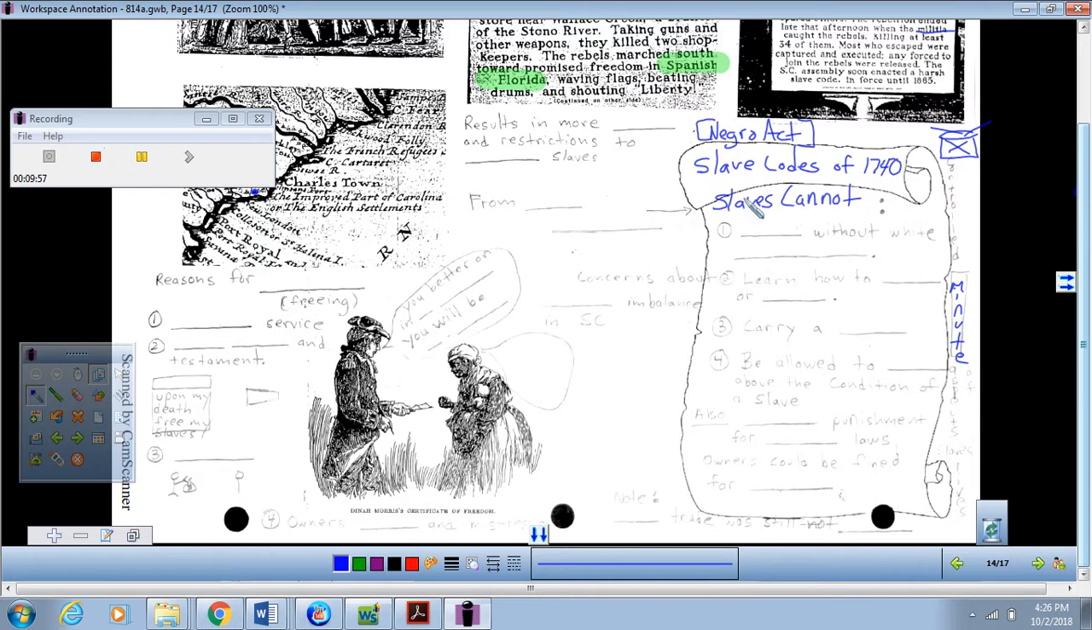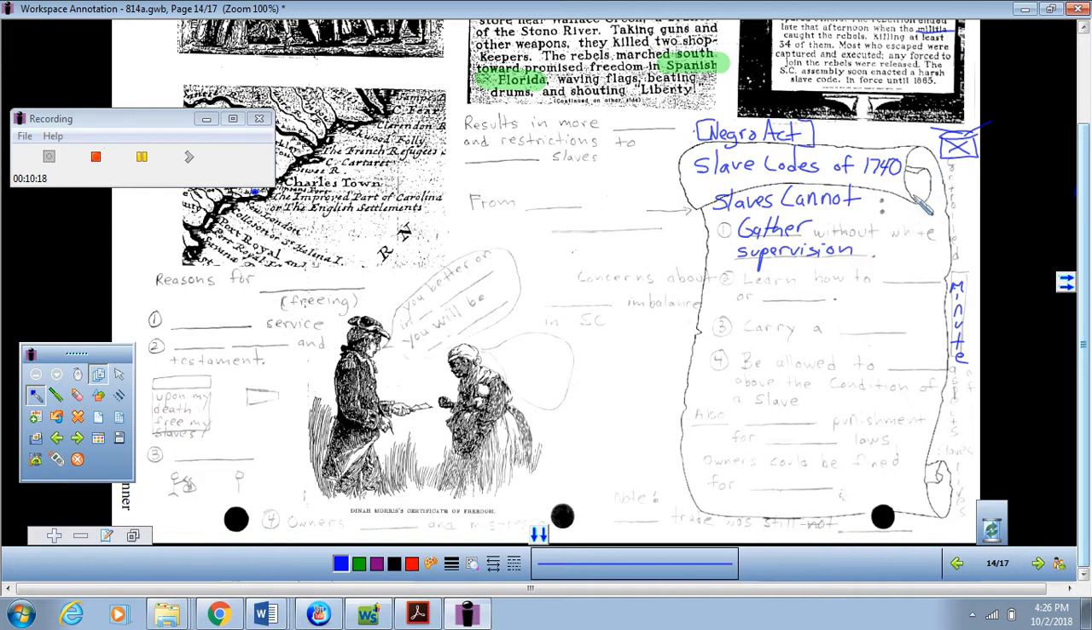Now, some of the slave codes were that slaves were not allowed to gather without white supervision. So, no more gathering of slaves in a big group unless there is white supervision.